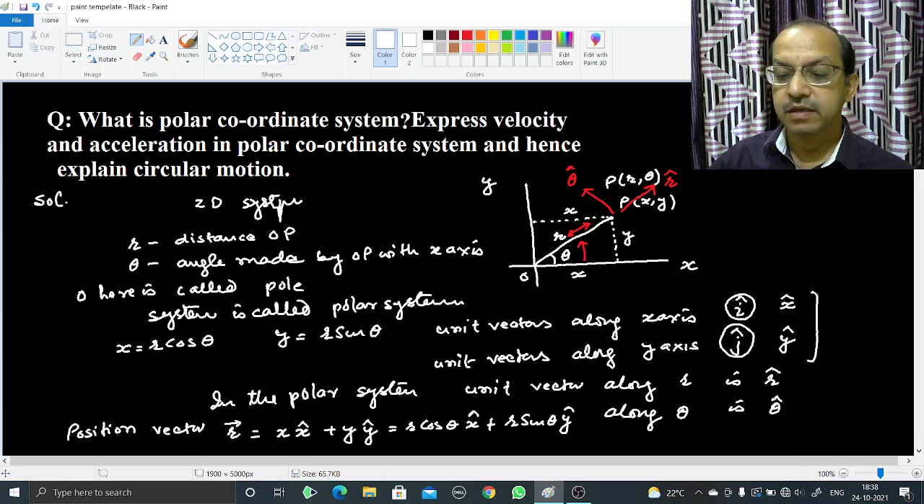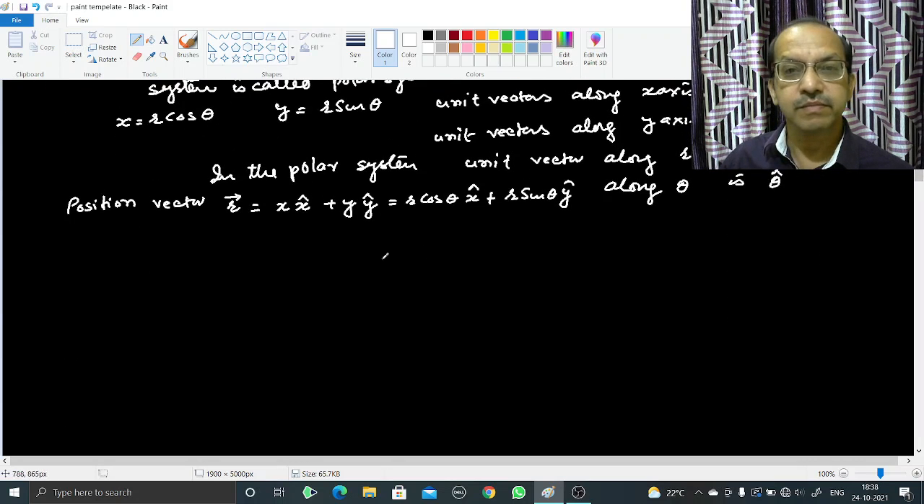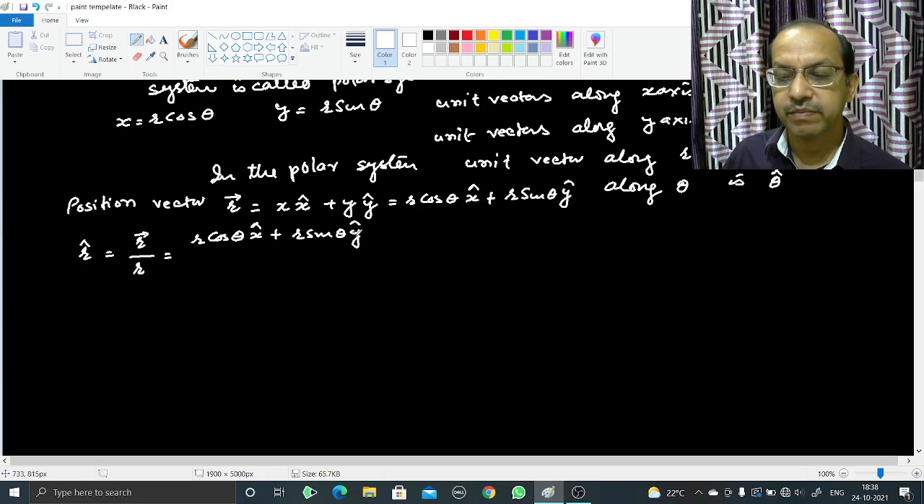So in the polar coordinate system, r cap is the unit vector along r. That means r cap will be written as the r vector divided by the magnitude of the r vector, that is r. So we can write it as r cos theta x cap plus r sin theta y cap, divided by r. Or this can be written as cos theta x cap plus sin theta y cap.